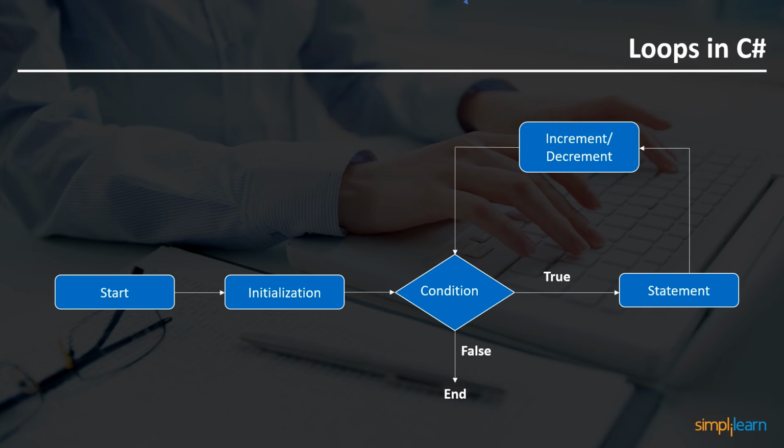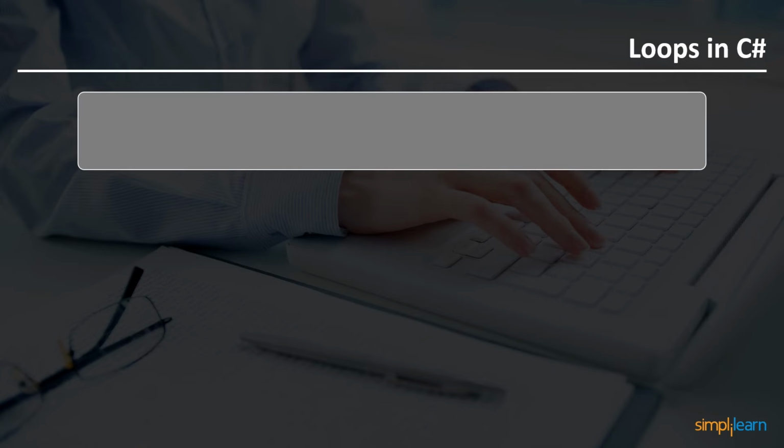First, we will begin, then we will initialize, and then there is a condition. If the condition is true, we will increment or decrement accordingly. And if the condition is false, we will end the process. Following that, we will learn about the while loop.